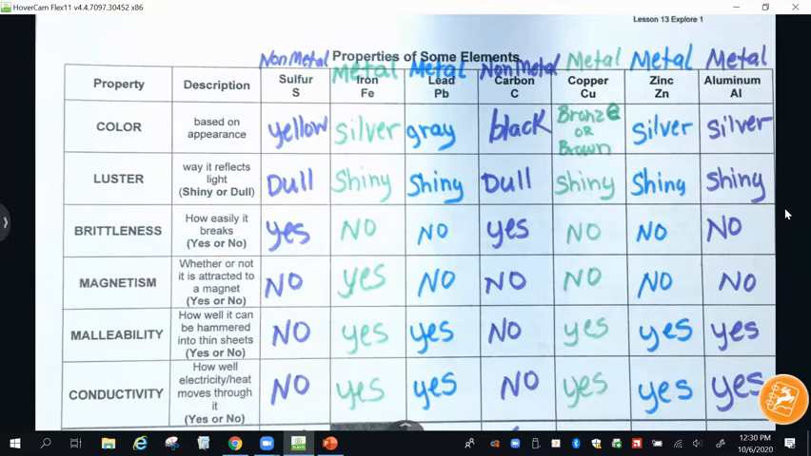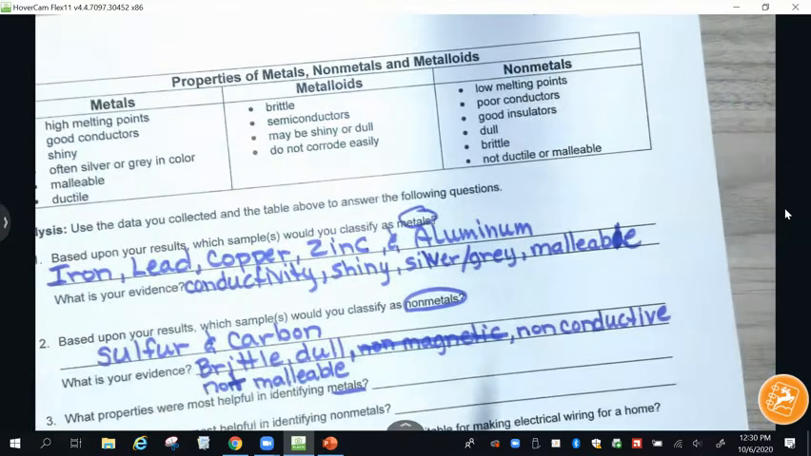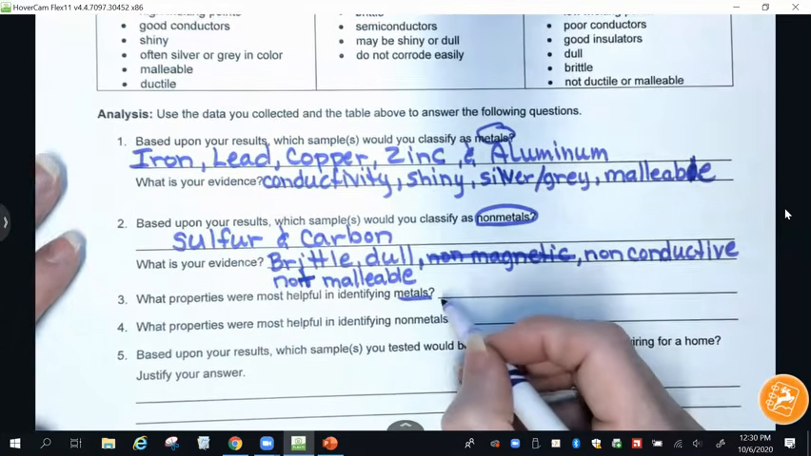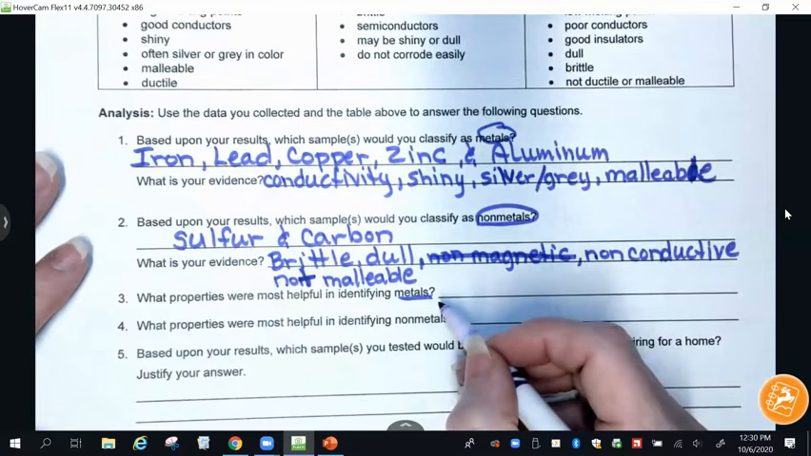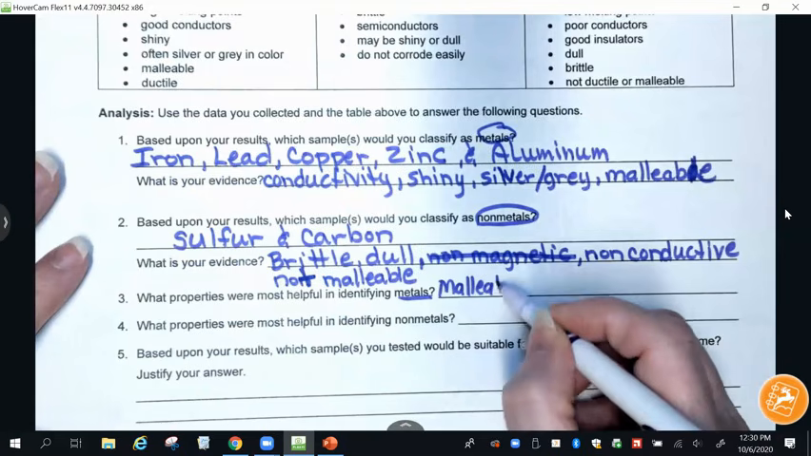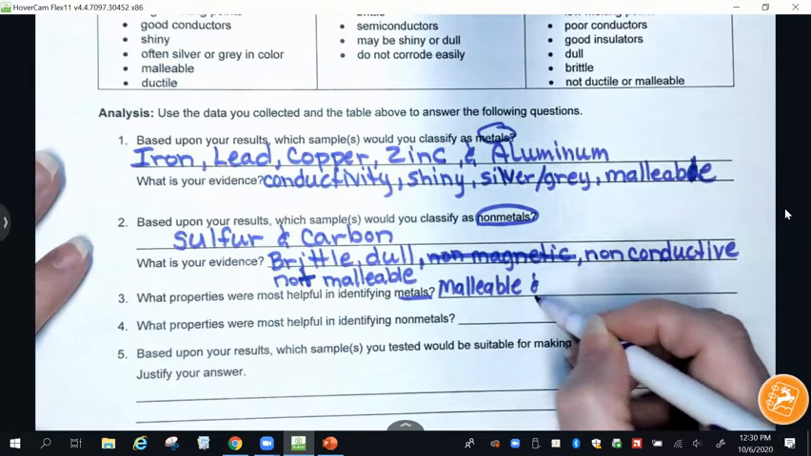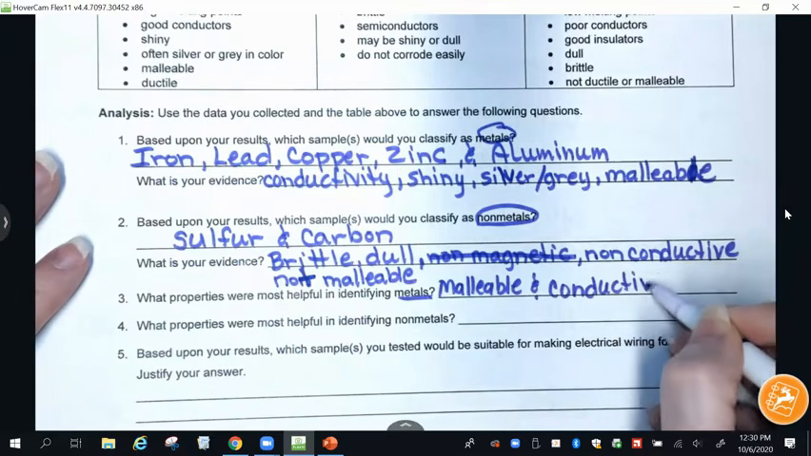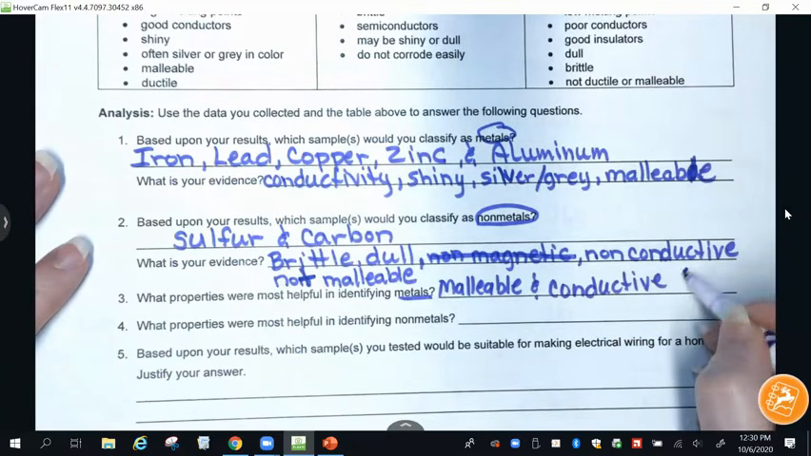Okay, conductivity, and I'm going to say malleable, but yes, brittleness goes along with that. Okay. So right here for number 3, the 2 things for sure you always want to look at for metals is you want to see if it's malleable and you want to see if it's conductive. And if it's a metal, we're going to say yes for both.